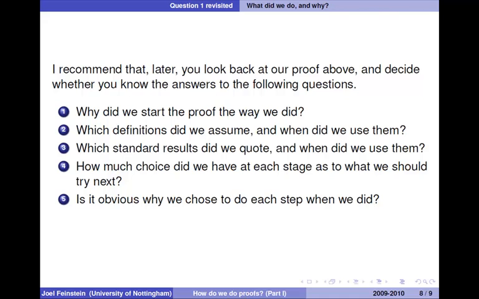And along with that you get, is it obvious why we did each step when we did it? But quite often it's a very natural next step because you've just got to a stage where you can easily use the next bit of information that you haven't used yet.